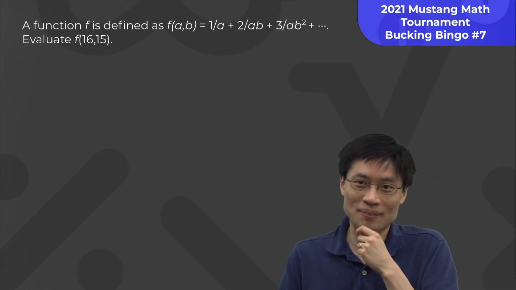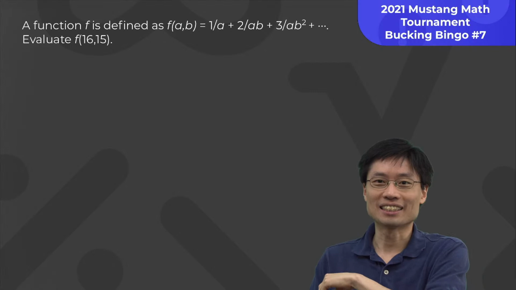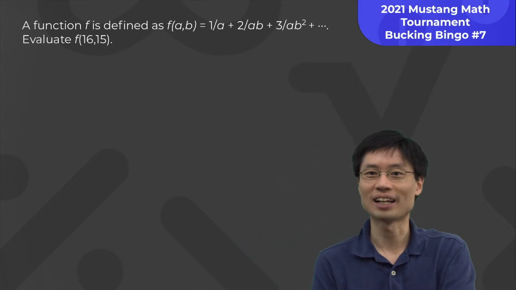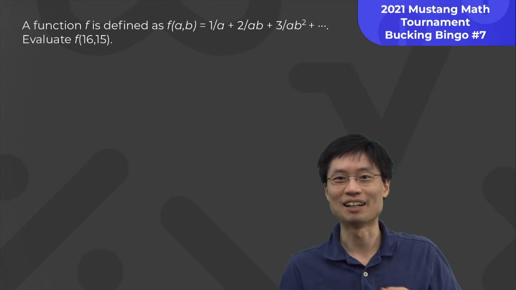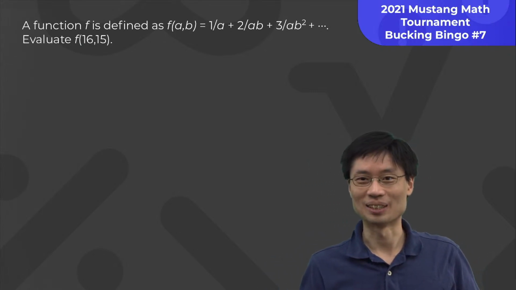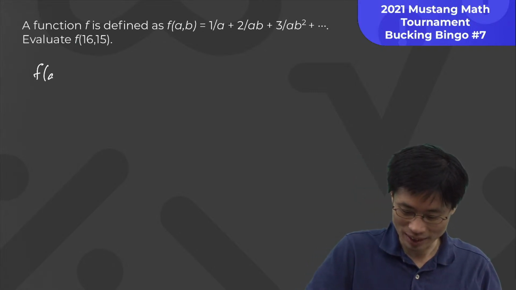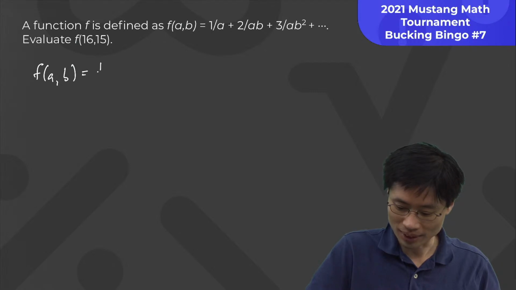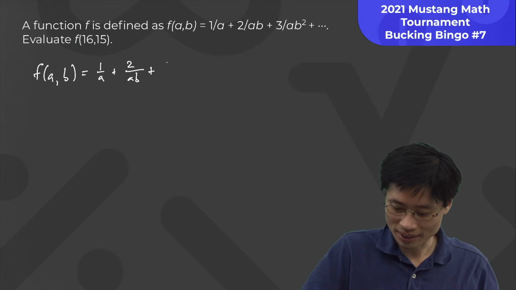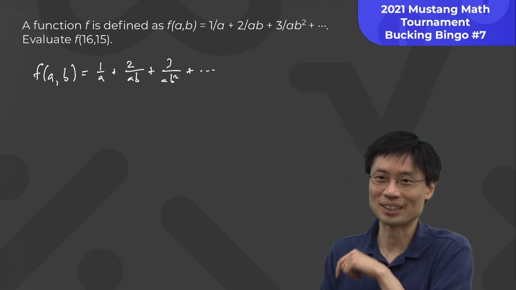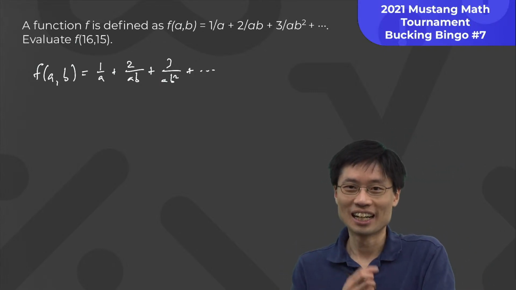I'm a bit slow. A function f is defined as f of a, b equals 1 over a plus 2 over ab plus 3 over ab squared, and so on. Evaluate f of 16 and 15. Okay, wait. I like to write things in ways that I can read better. 1 over a plus 2 over ab plus 3 over ab squared plus forever. Oh boy, infinite sums for middle school students. This is pretty impressive, you guys.